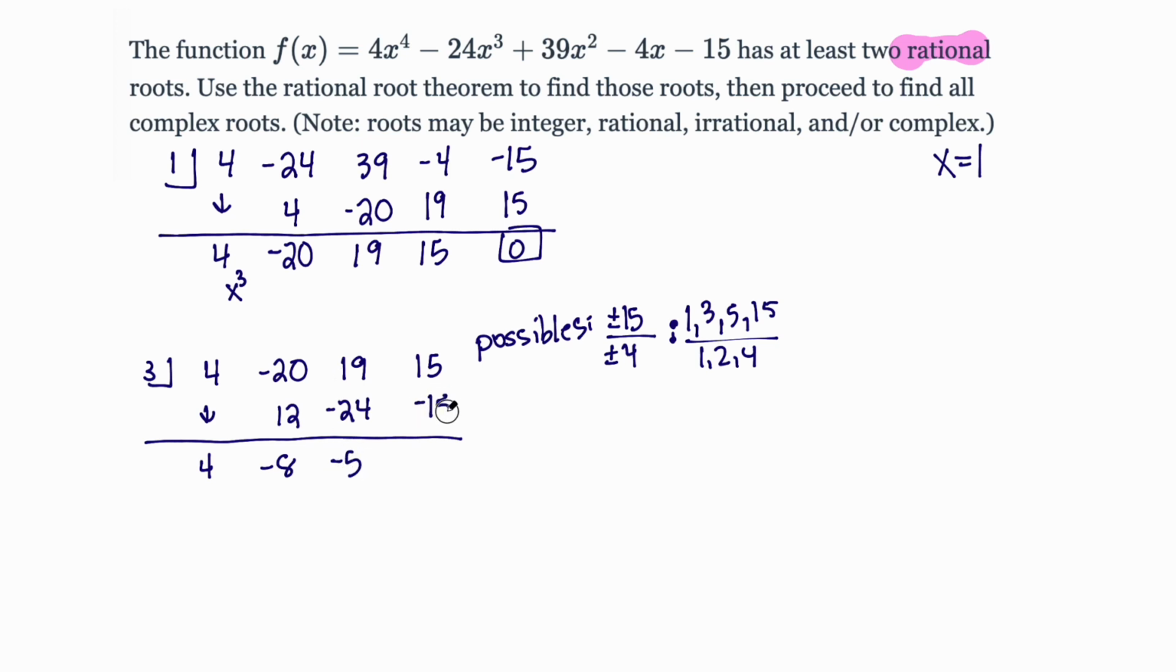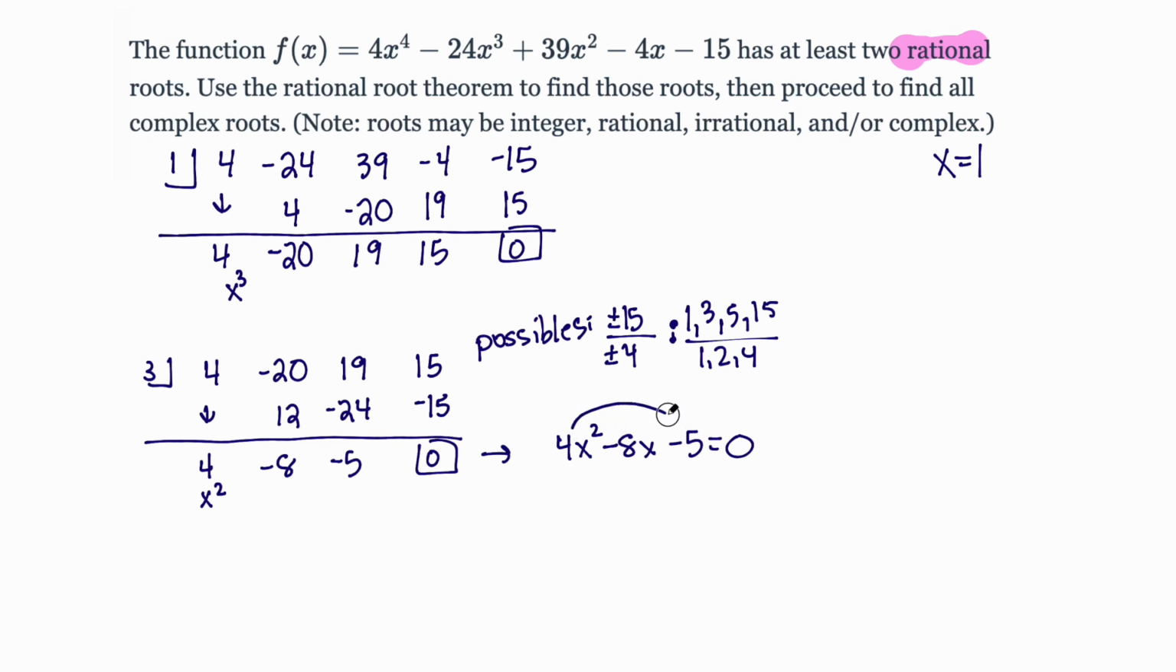Oh, and 3 works. So we know that we are now down to an x squared. So you can either keep going with synthetic division or you can go ahead and rewrite it as a quadratic and either do the illegal move, which does work, or you can do the quadratic formula. I'll show both.